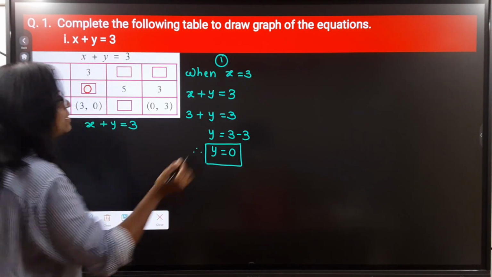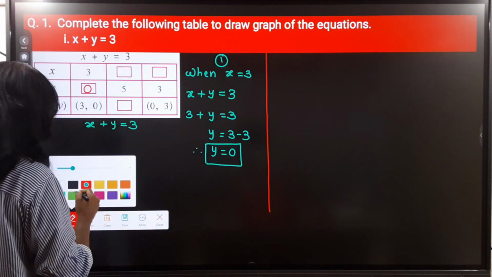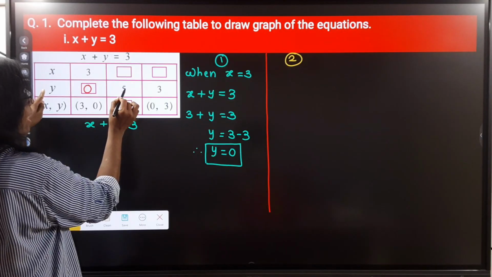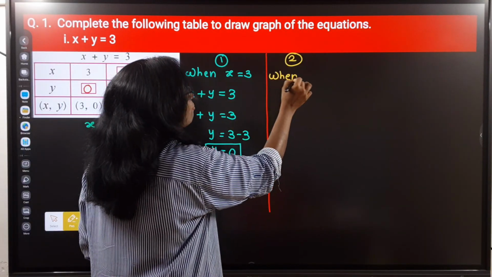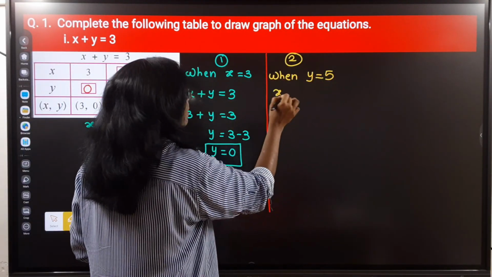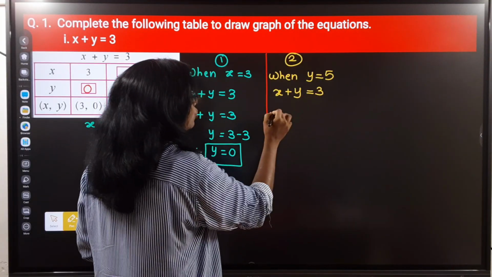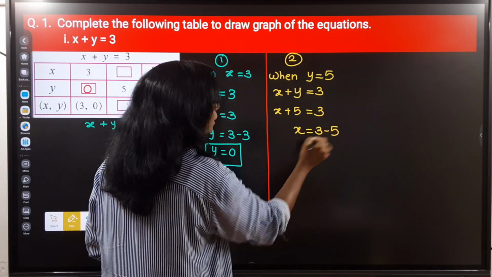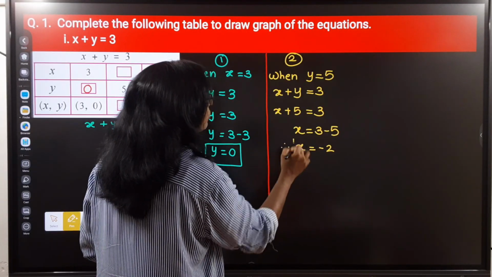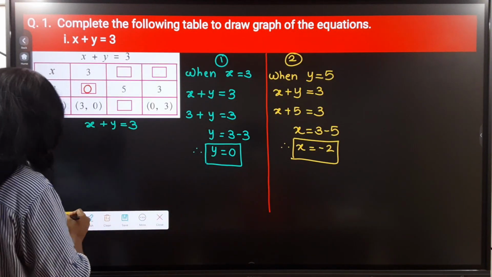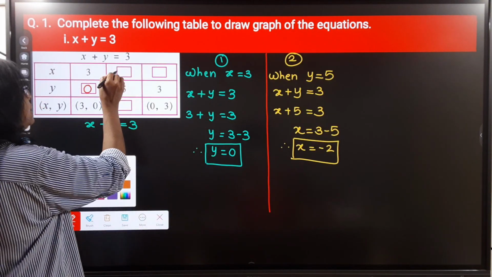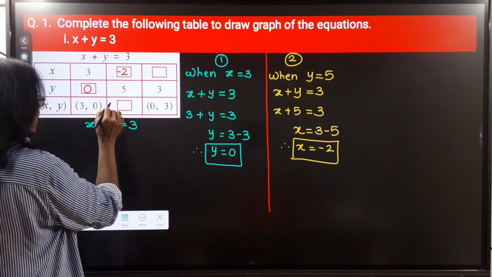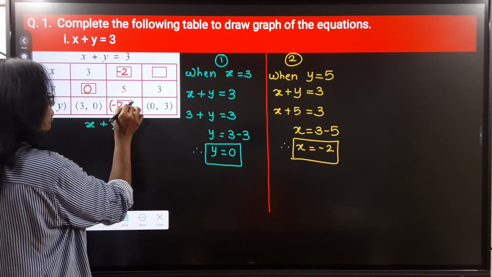So now the next step is the next value students. The next value is for y. So y is equal to 5 here students. So here we say that when y is equal to 5, the given equation is x plus y is equal to 3. So x plus 5 is equal to 3. That means x is equal to 3 minus 5. So x is equal to minus 2. So now here students, in such a way we have to write in this box x is equal to minus 2. So the coordinate becomes minus 2, 5. In the bracket, I write minus 2, 5.